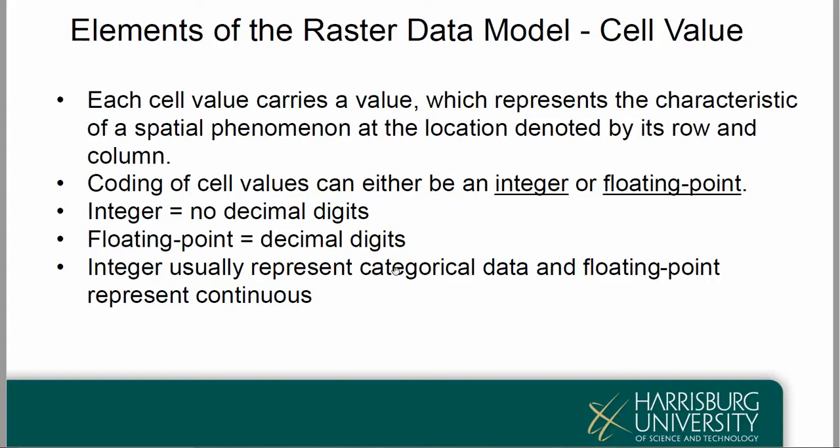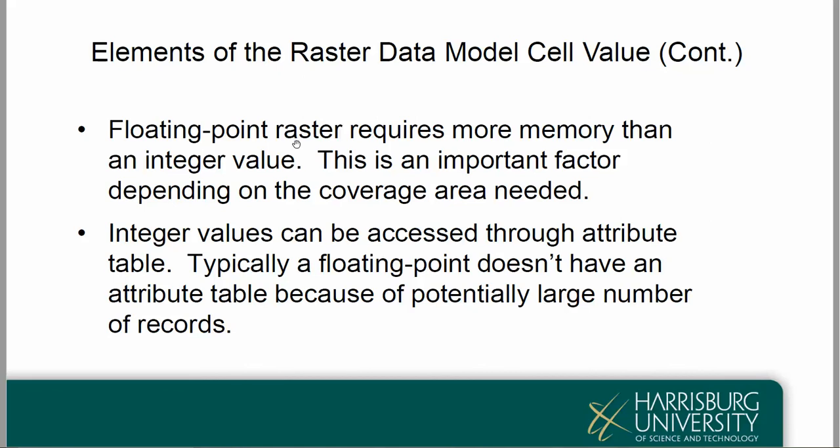The integer usually represents categorical data, which is grass or water or sand, for example, so 1, 2, 3, or 4. And a floating point represents continuous information, which might be the elevation of 10.5 meters, 10.3 meters, for example. So you need to represent the average across that grid cell. The floating point or decimal place raster requires obviously more memory because you've got to have all those extra digits in there. And it is an important factor depending on what kind of coverage of the area you need.